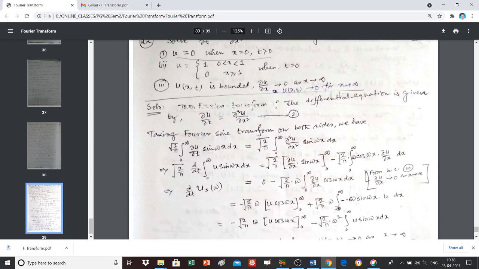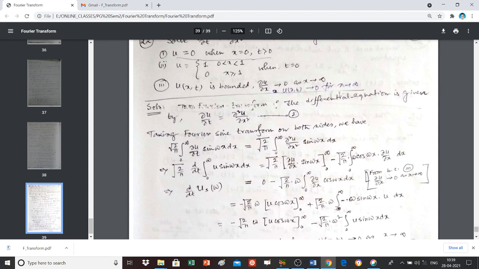Now taking the Fourier transform on both sides of this equation, in this case we have taken the Fourier sine transform. So the Fourier sine transform is square root of 2/π, integral from 0 to infinity of ∂u/∂t sin(ωx) dx, that is equal to square root of 2/π, integral from 0 to infinity of ∂²u/∂x² sin(ωx) dx. So from here, you can write this as d/dt of the integral from 0 to infinity of u sin(ωx) dx, equal to square root of 2/π times the right-hand side.